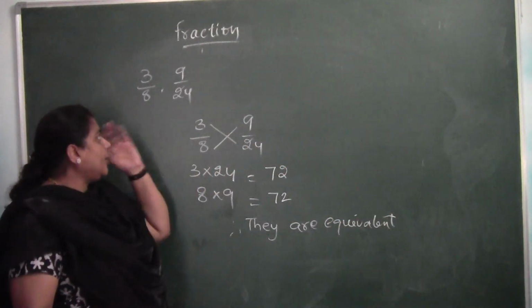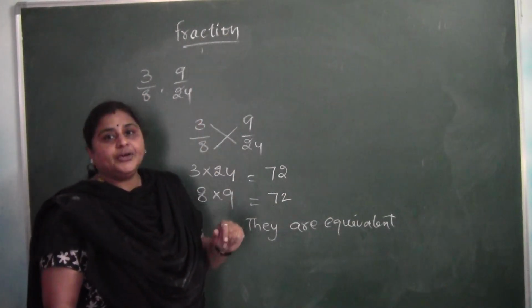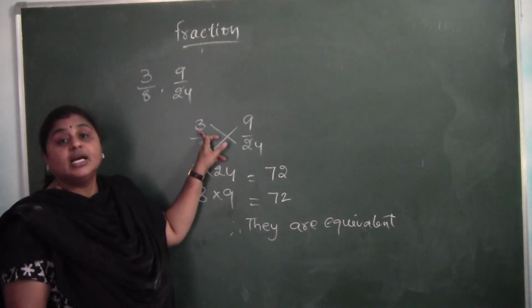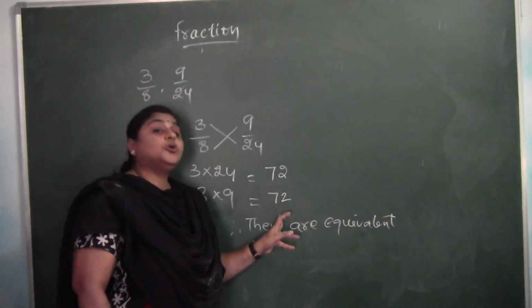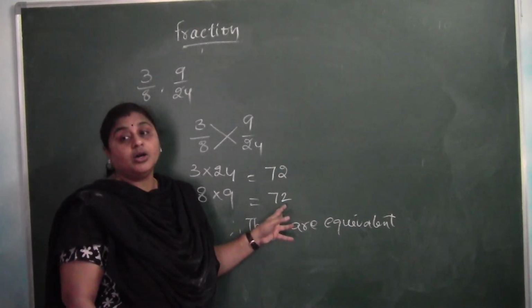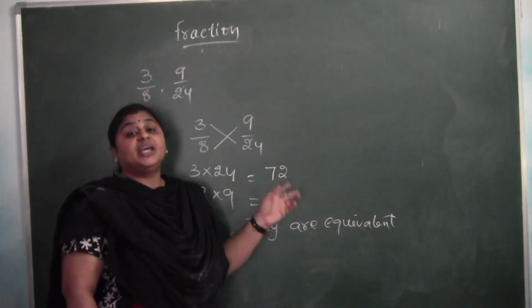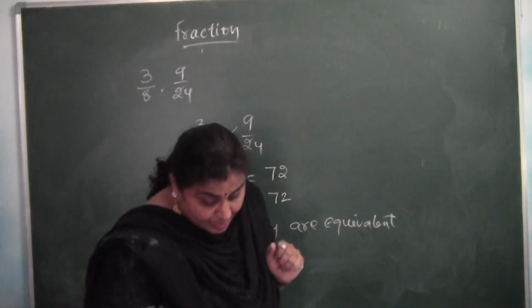Got it, children? So in order to check whether two given fractions are equivalent or not, you multiply the opposite numerator and denominator, and check whether the two products are the same or not. If the products are the same, then they are equivalent. If they are not equal, then they are not equivalent. Let us take another one.